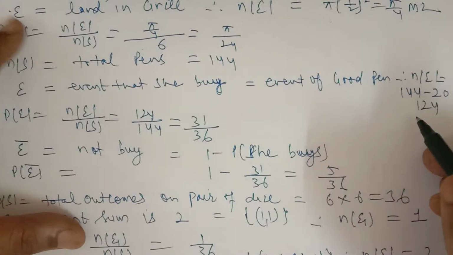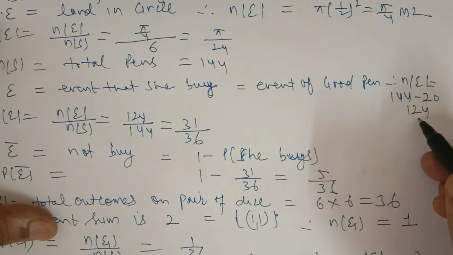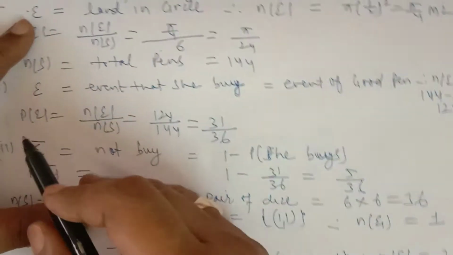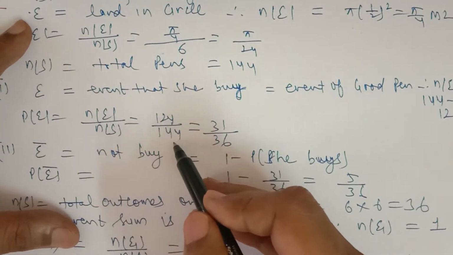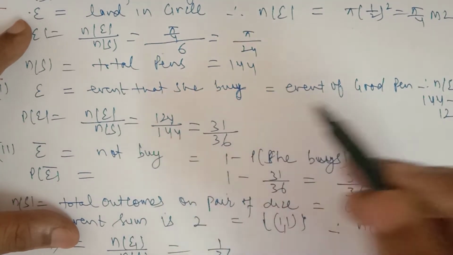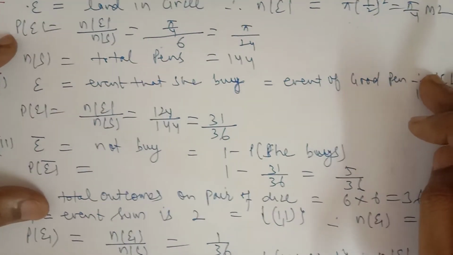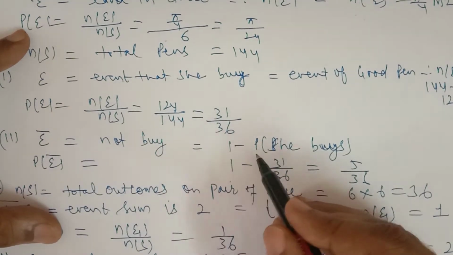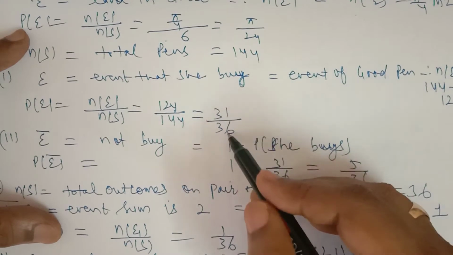Now the girl will buy the pen only when it is good, and let E be the event that it is a good pen. So n(E) will be equal to 124, and the probability of buying a good pen is 124 upon 144. 124 is good pens, 144 total pens, that is 31 upon 36. And the probability that she will not buy it is E not, that is 1 minus the probability that she will buy the pen. That is 1 minus 31 upon 36, like this.